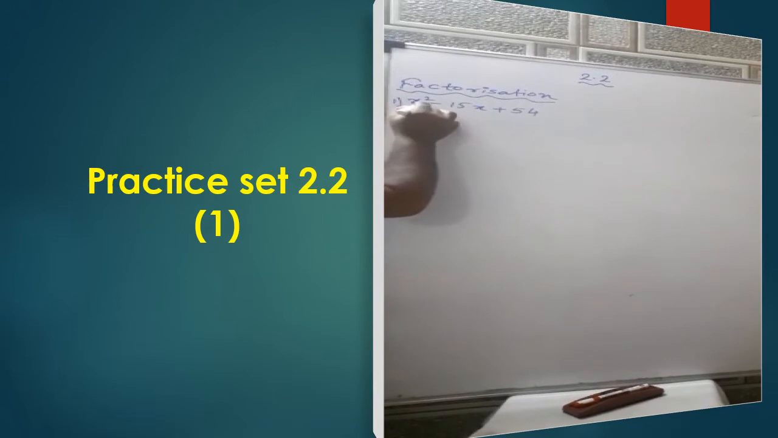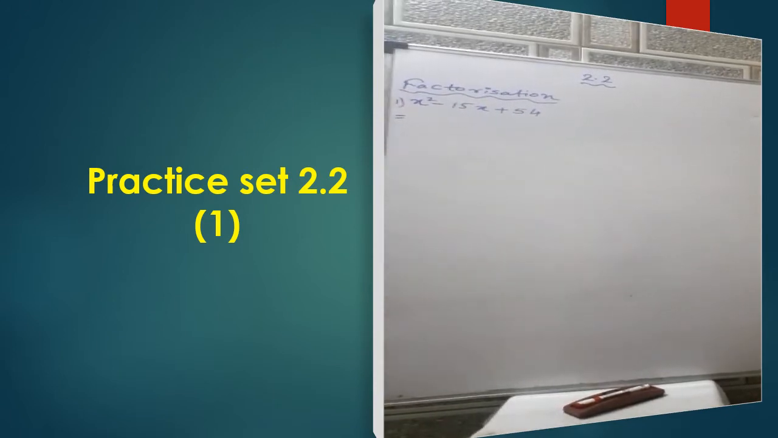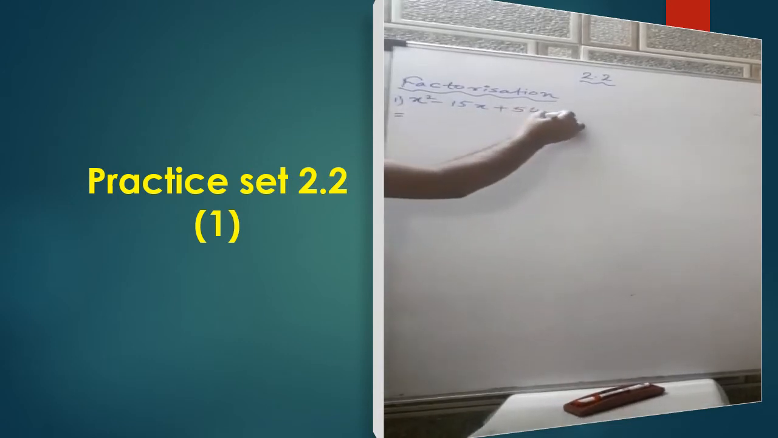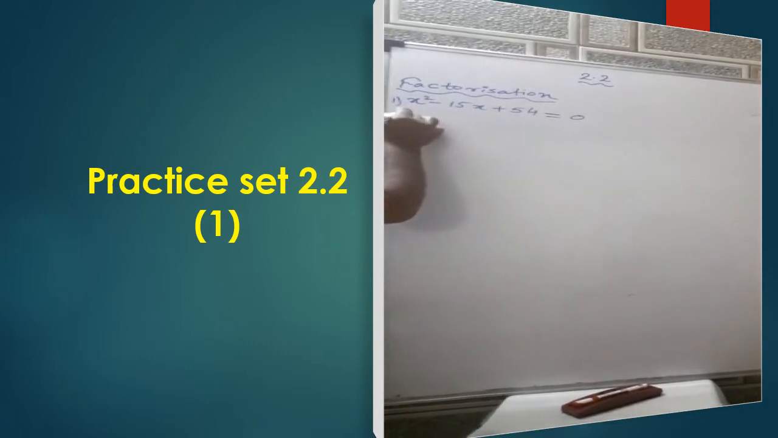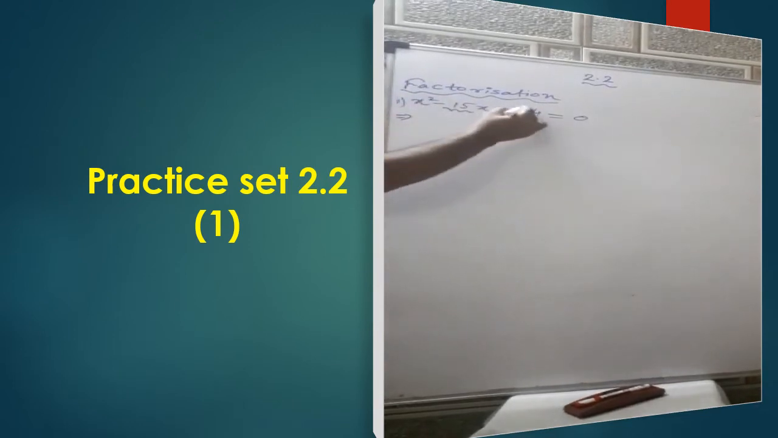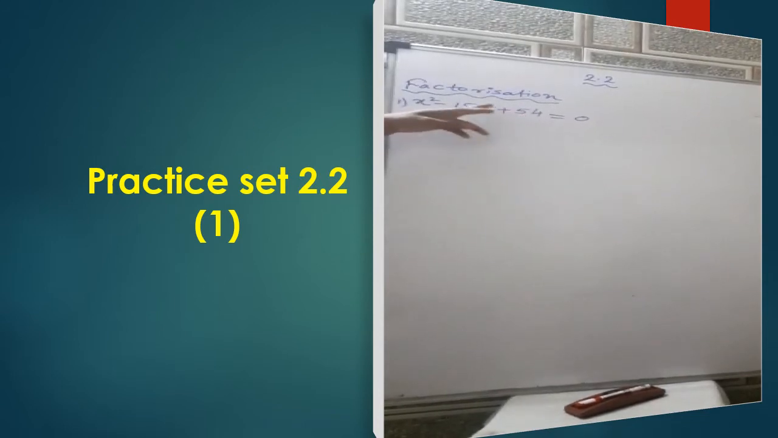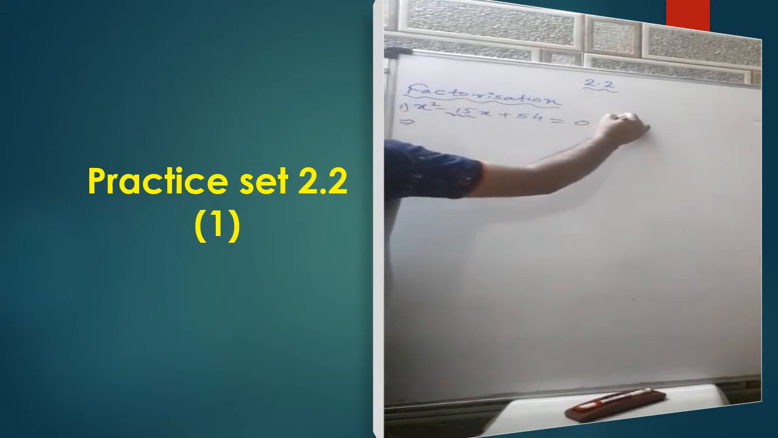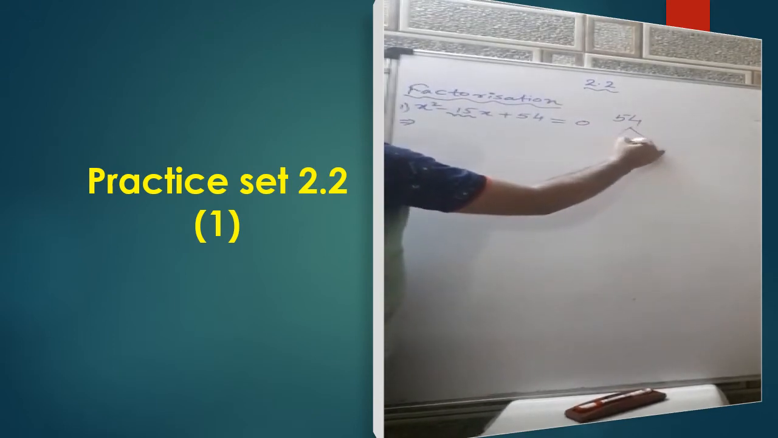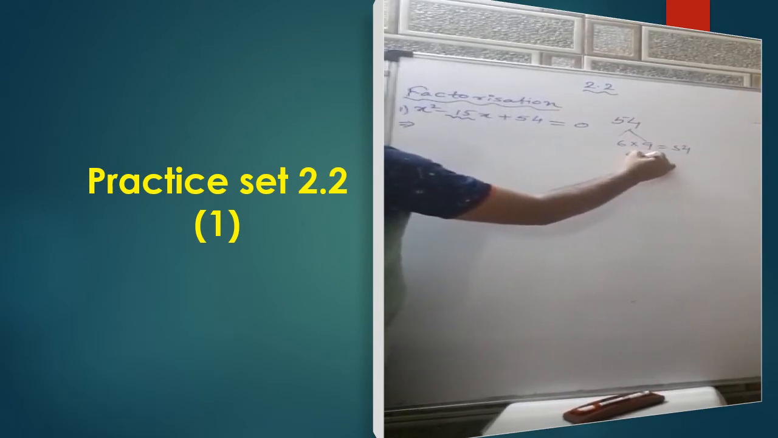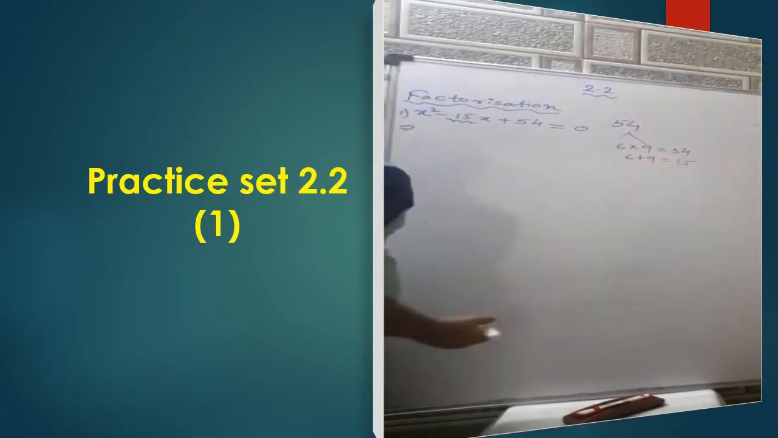First one, x square minus 15x plus 54 equals 0 is given in quadratic form. We have to use the factorization method. So first we split the middle term. We need two numbers whose product is the last term and whose sum is the middle term. For 54 we can use 6 and 9. If you multiply, you get 54. 6 plus 9 you get 15.